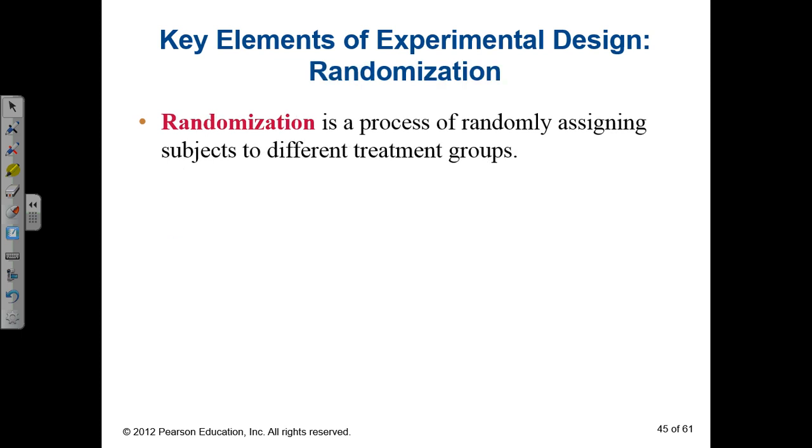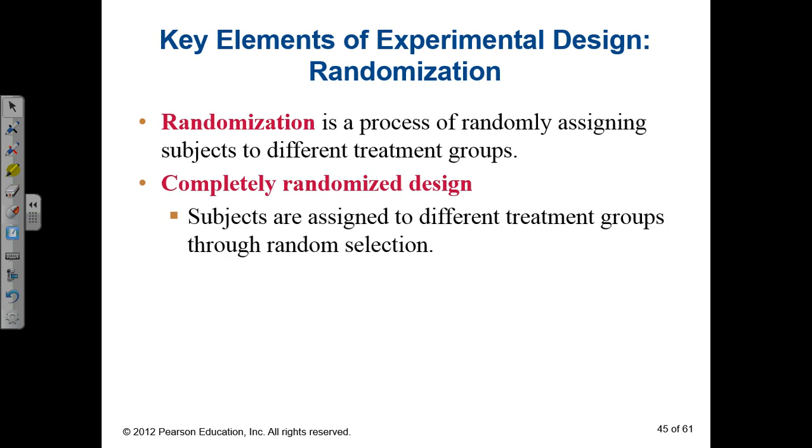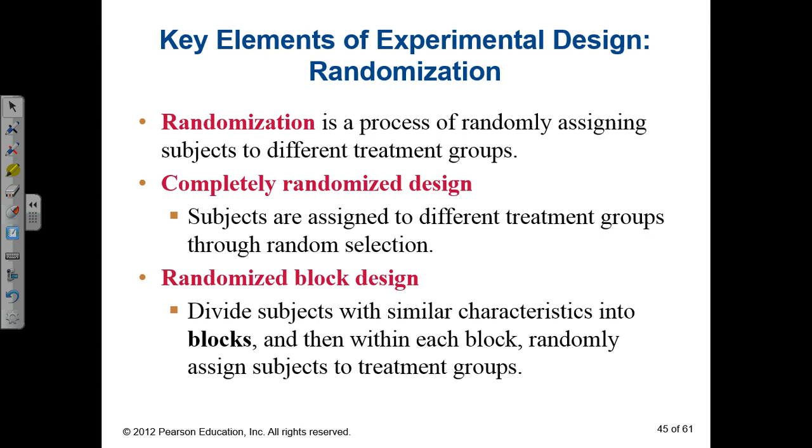It is important to randomize. You need to randomly assign subjects to different treatment groups. Most statistical studies require randomization. You can do a completely randomized design, so subjects are assigned to different treatment groups through a random selection. You have a big population. You give a number to everyone in your population, put them all into a bag, shake it up, close your eyes, and reach in and grab 20 numbers.